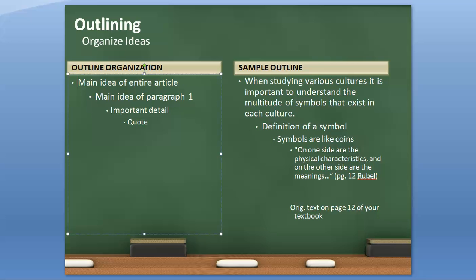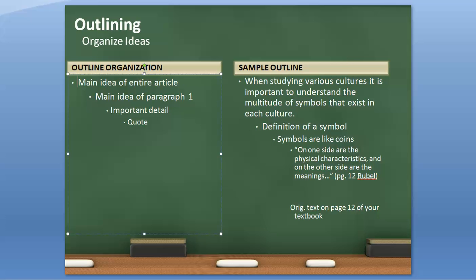So you'll need to read, try to figure out what is the purpose of this article. One way to do that is to look at the title, look at the topic sentences of each paragraph, and then read the conclusion. By doing that, you should be able to determine what the purpose of this article is.